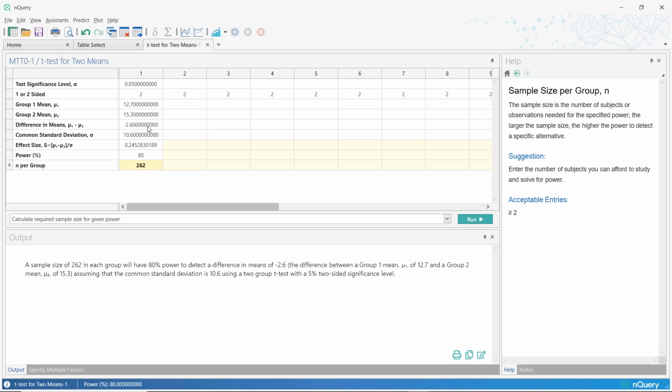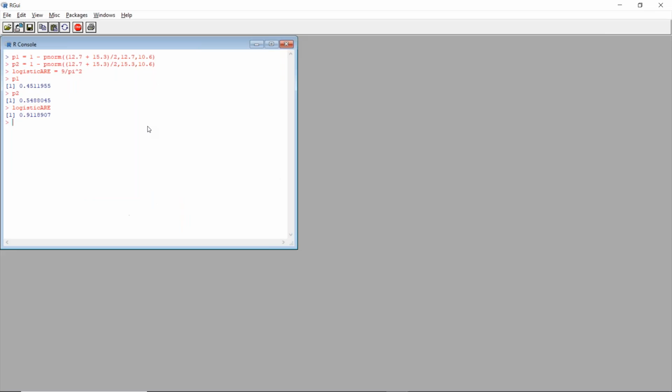But we can easily use normal distribution theory to calculate the expected proportion in each group. What I've done here is write some simple code in R, where I've taken 1 minus pnorm, with the split point being the average of these two, which will equal 14. I've given that for the case where the true mean is 12.7 with a standard deviation of 10.6. In the second line, it's the same average, but now the true mean is 15.3. These two are exactly the same, except I'm using pnorm, the cumulative distribution function for the normal distribution, with a mean of 12.7 and 15.3.